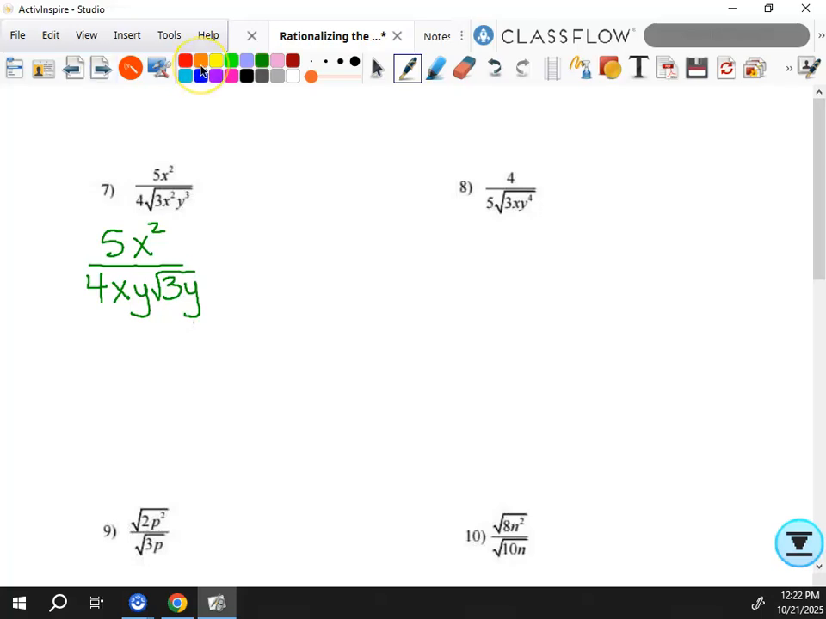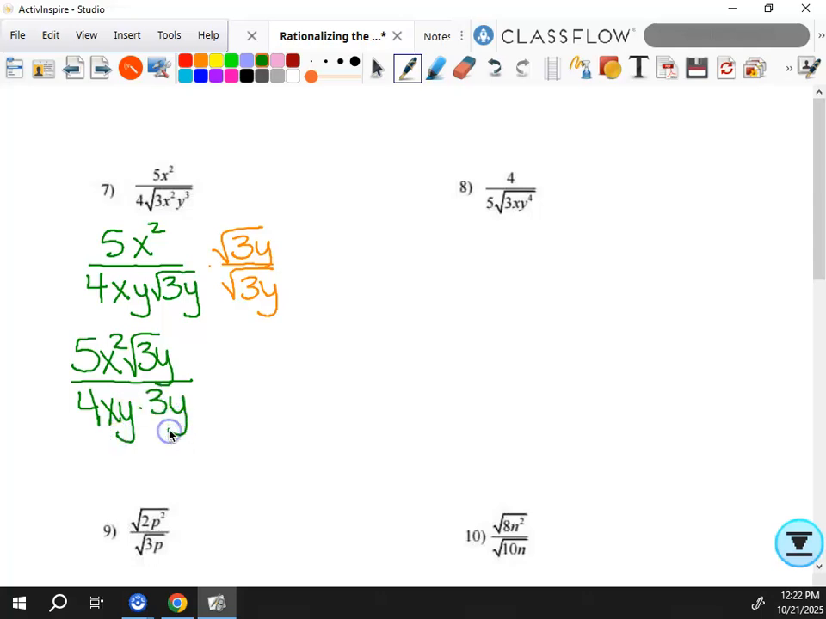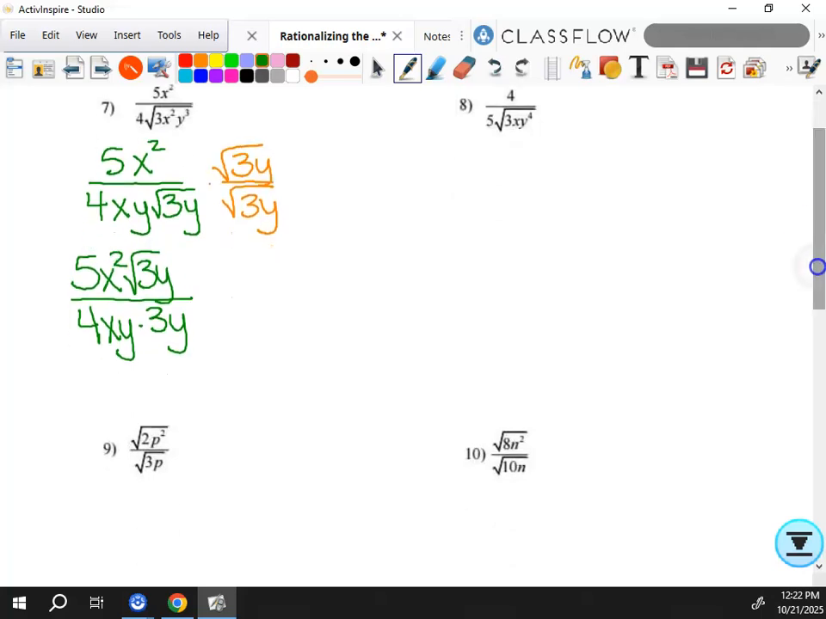So now, all I care about getting rid of is the square root. I have the square root of 3y. So this is the square root of 3y and the square root of 3y. Okay? So in the numerator, it just all gets stuck together. I get 5x squared times the square root of 3y. In the denominator, I have 4xy times, then that becomes 3y. If you skip this step and just kind of know what it is and multiply, it's not the end of the world, but that's where a lot of careless mistakes happen as well.